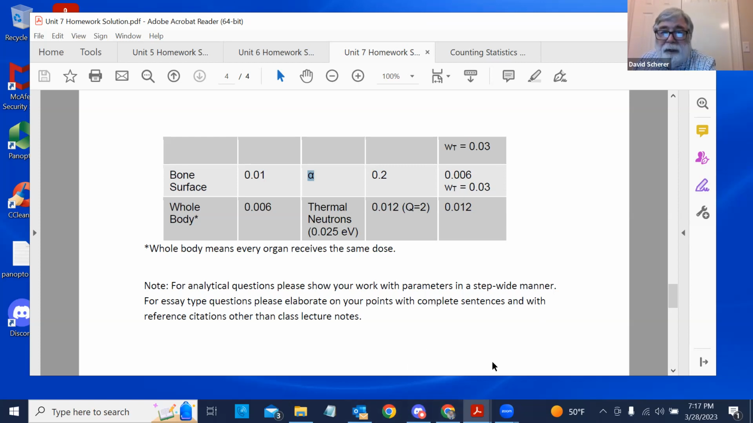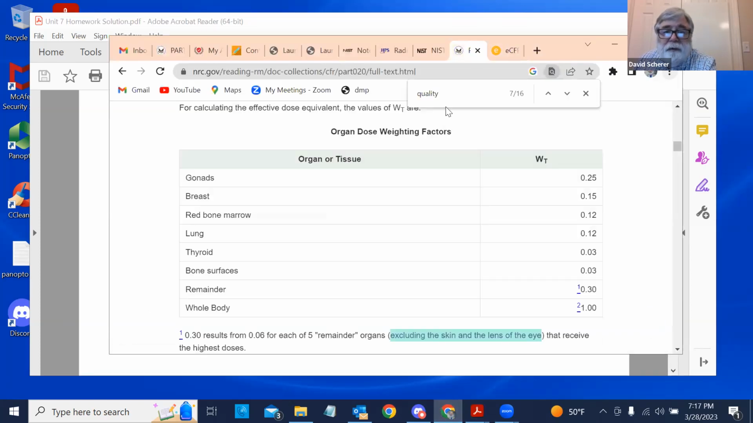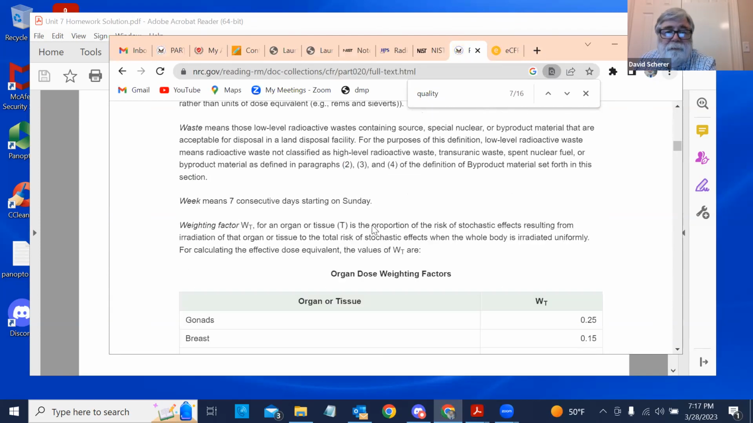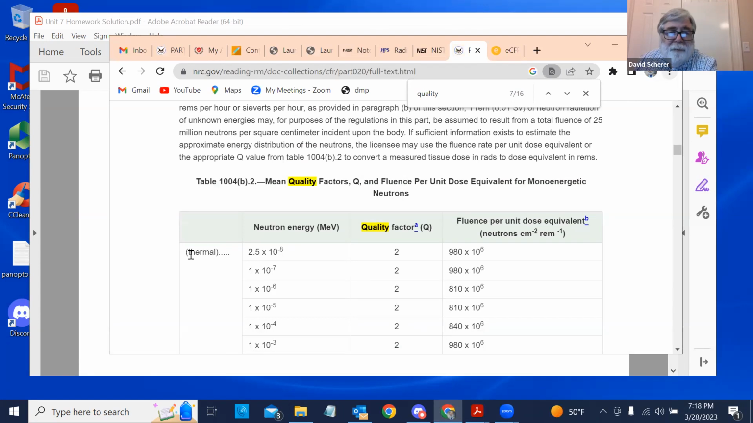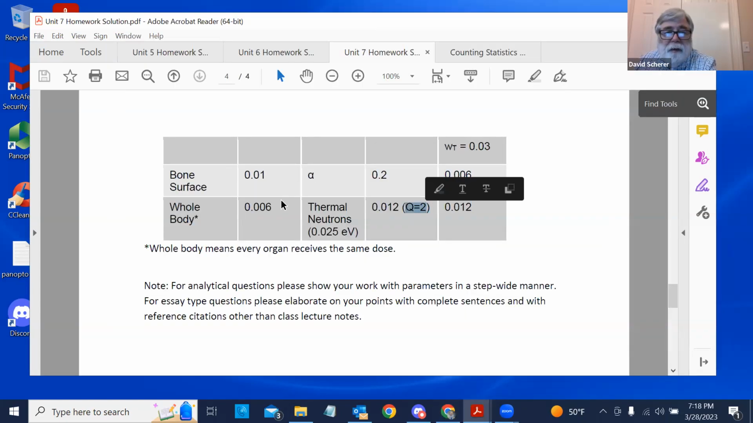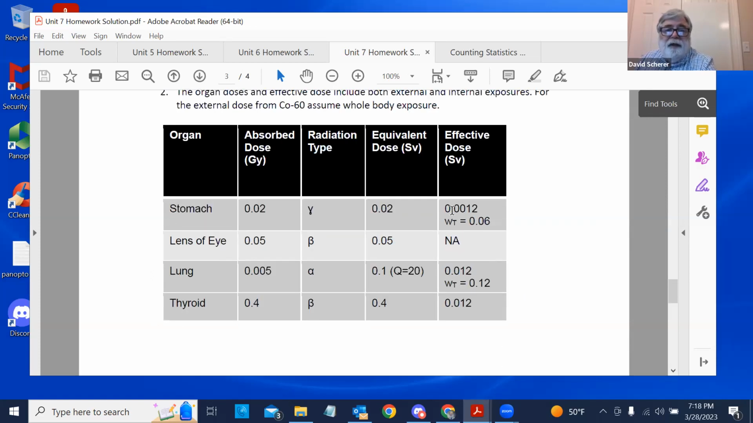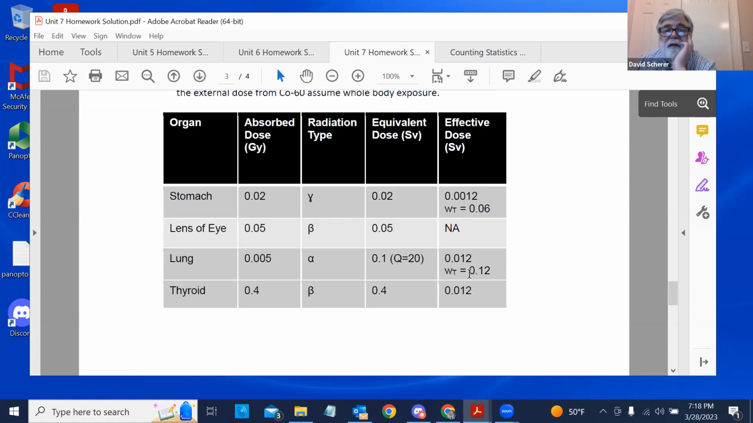So I go back to my NRC reference, I think the radiation weighting, the quality factors here. Thermal neutrons are right on top. It specifically says thermal. 0.025 eV is 2.5 times 10 to the minus 8 MeV, and the quality factor is 2. So I go back to my homework problem and put in a quality factor of 2, twice as much as that. Multiply again by the tissue weighting factors that are applicable. So I use those and multiply them times the equivalent dose to get the effective dose contributions.